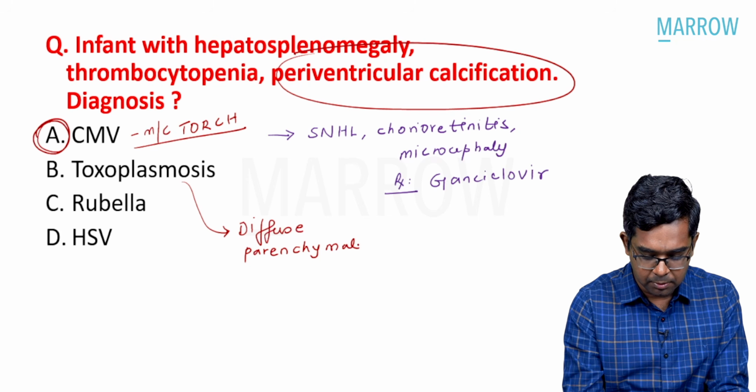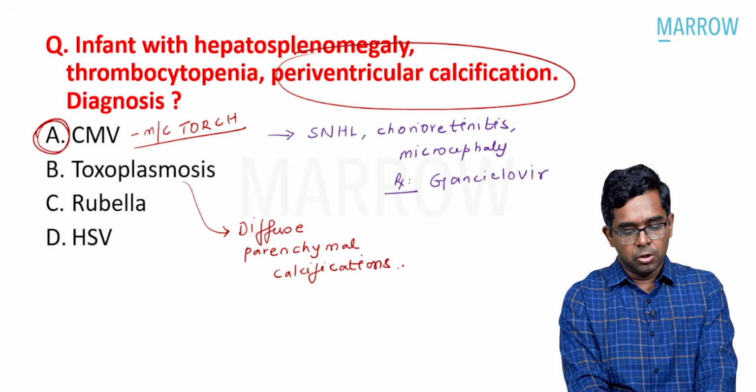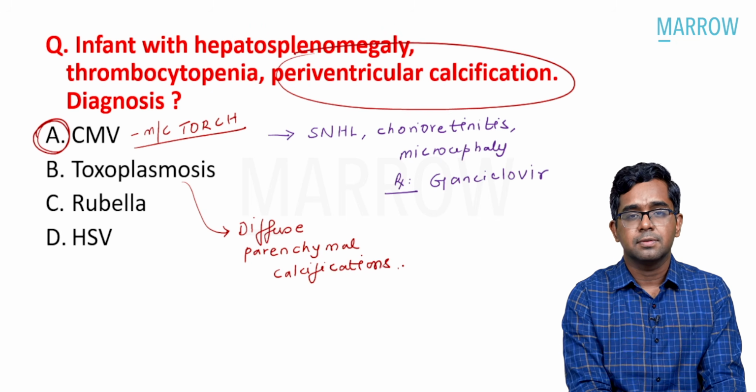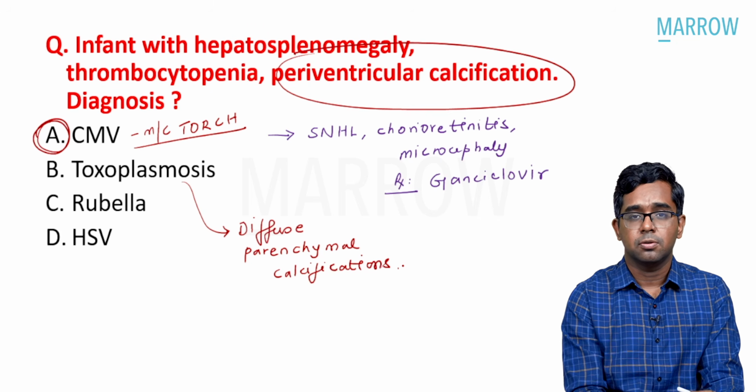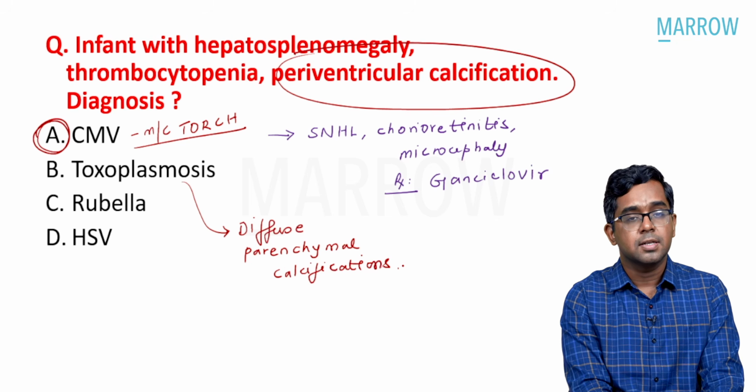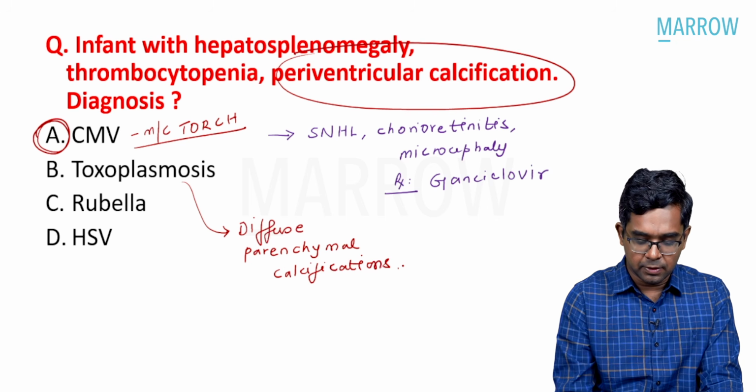Diffuse parenchymal calcifications. Okay, so that option can be ruled out. Rubella and HSV are not associated with intracranial calcification, so they are also effectively ruled out. So, the answer for this question is congenital CMV infection.